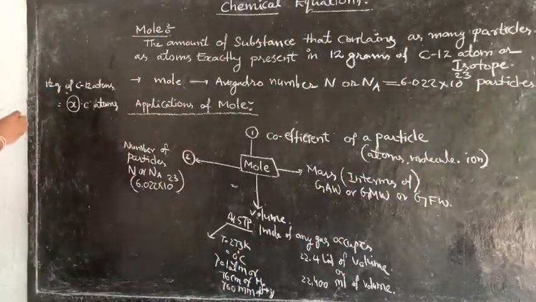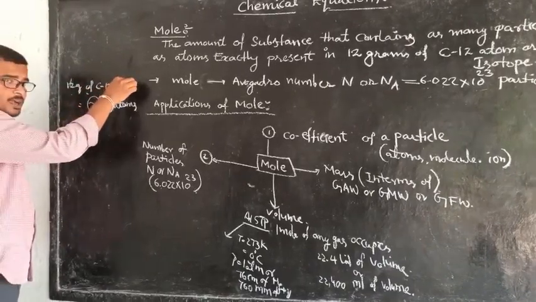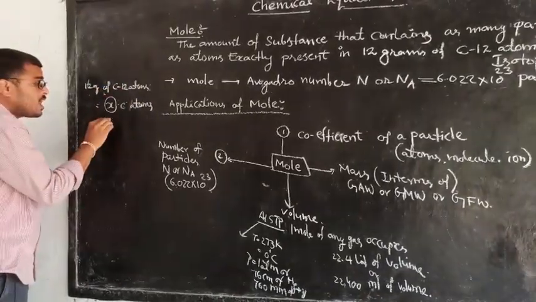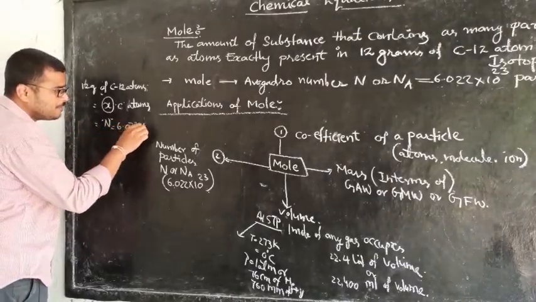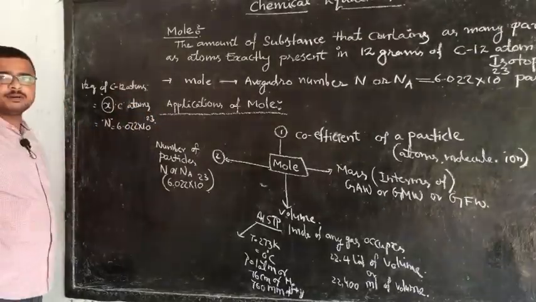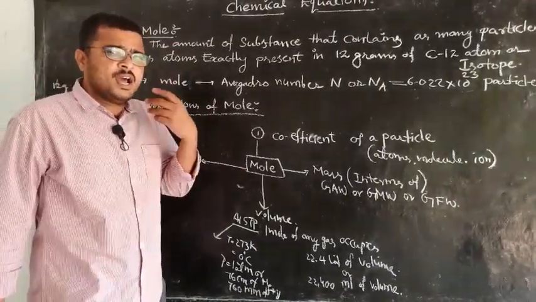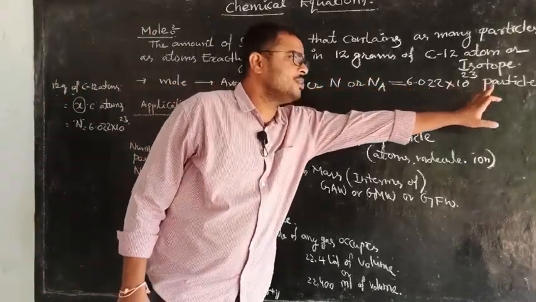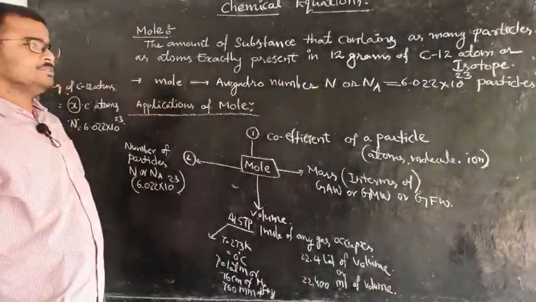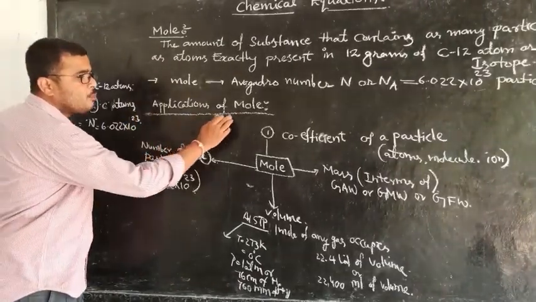Means 12 grams of carbon 12 atom consists of the Avogadro number, that is equal to 6.022 into 10 to the power of 23 carbon atoms. Now, most important of the mole here, the applications of mole.